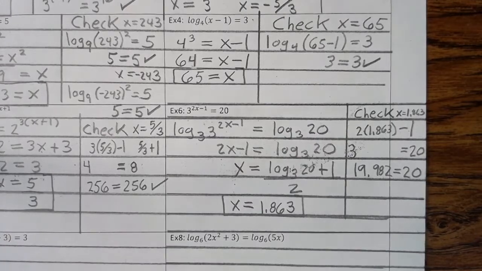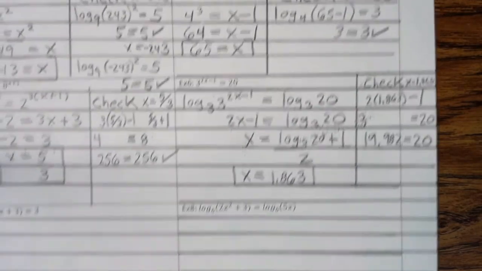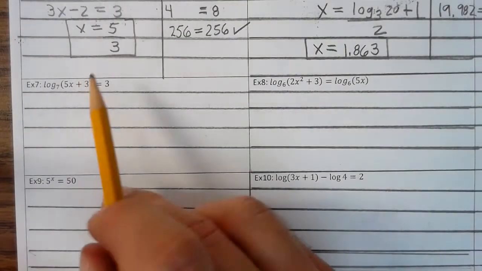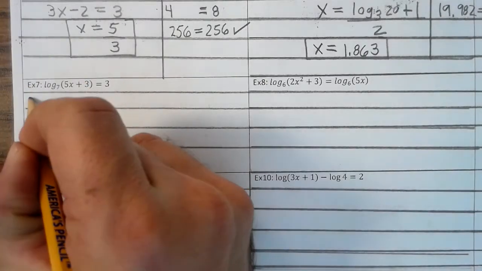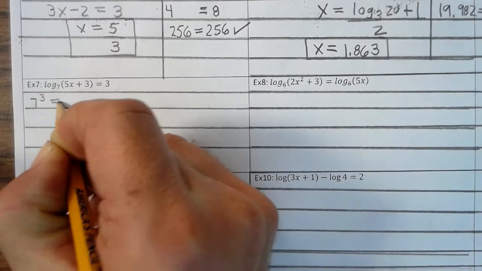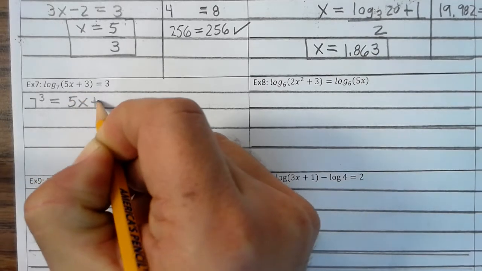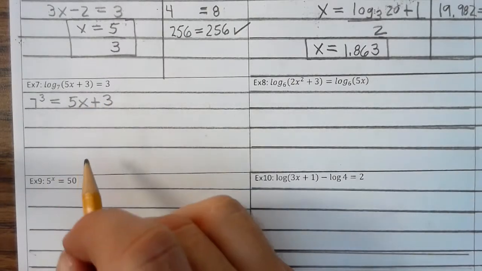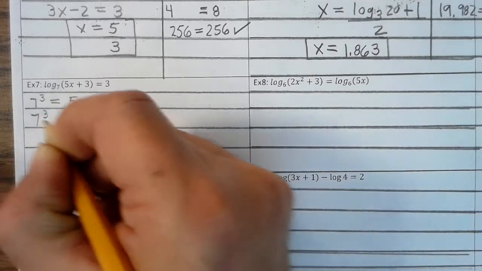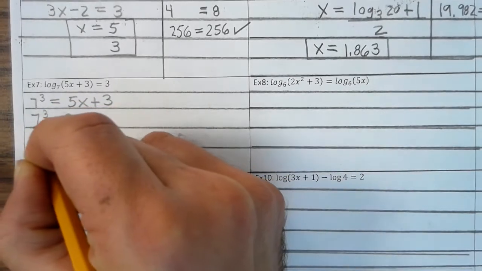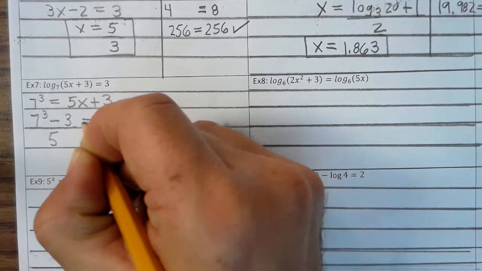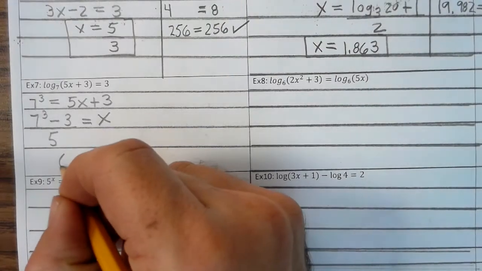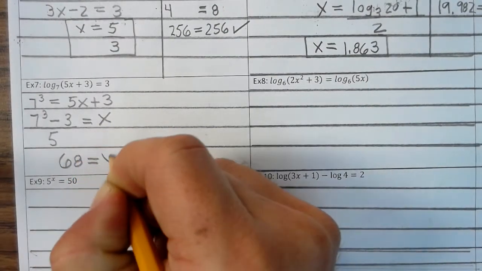All right, so now let's look at example 7. Here we're going to convert a log to exponential form, so that's going to be 7 to the third power equals 5x plus 3. So then we're going to subtract 3 divided by 5, so we have 7 to the third power minus 3 divided by 5 equals x. So we get 68 equals x.